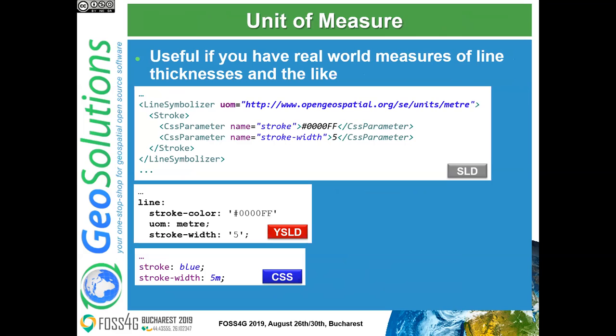In terms of scaling linearly with the zoom levels, in SLD, you can say, look, this stroke width, which is 5, interpret it as meters, so that when I zoom in, it's going to be thicker, and when I zoom out, it's going to be thinner. You can do the same in YSLD using the UM meter attribute, or you can go all simple with CSS and just simply say 5 meter, 5m. Questions later.